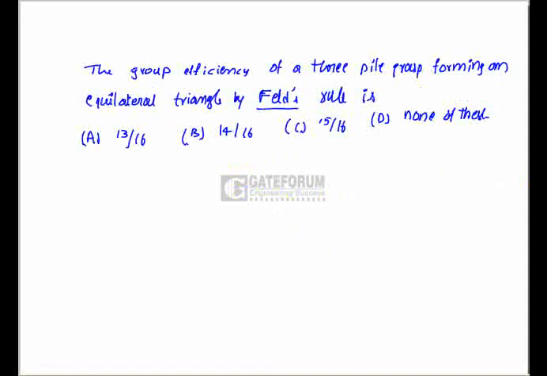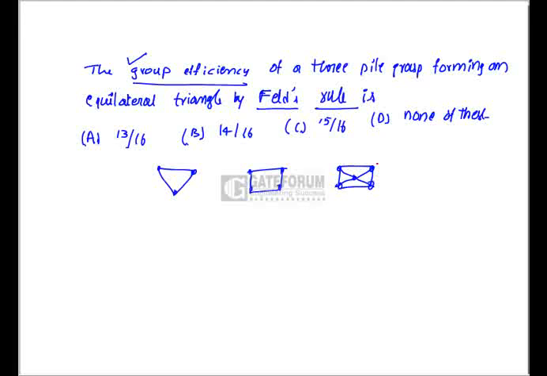Feld's rule is going to give the group efficiency of a pile group. He has proposed it for four different cases. One is an equilateral triangle with 3 piles. One is a square with 4 piles. One is with 5 piles, one at the center. Here the question is for a 3 pile group forming an equilateral triangle. If it is an equilateral triangle, by using Feld's rule, this is going to be 14 by 16. The efficiency is 14 by 16. So option B is correct.